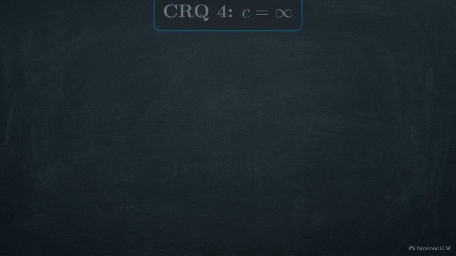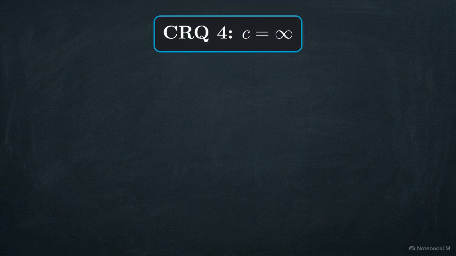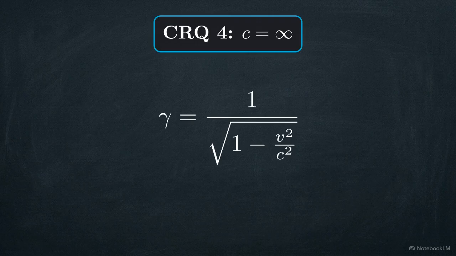CRQ 4 asks what would happen to the equations of relativity if the speed of light were infinite. Once again, we look at the Lorentz factor at the center of the board. Try this in your notebook. Place the infinity symbol into the denominator where c is, and see how it alters the equation.